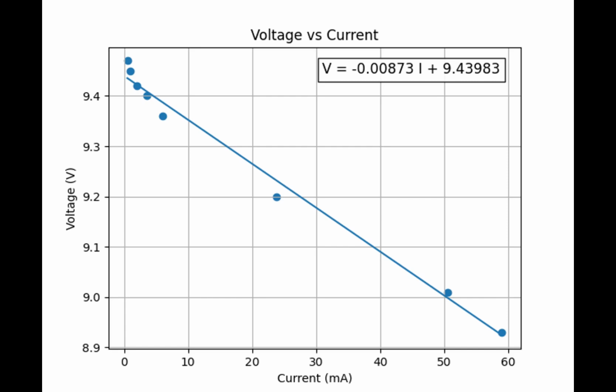Overall, we can state that a linear relationship between the voltage and current were obtained, where the voltage decreases linearly when the current is increased, which meets our expectations in the theory.